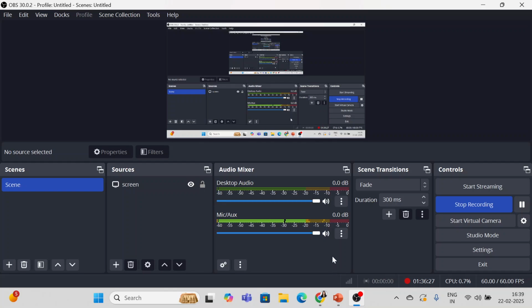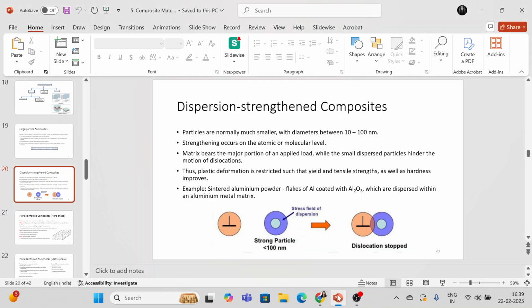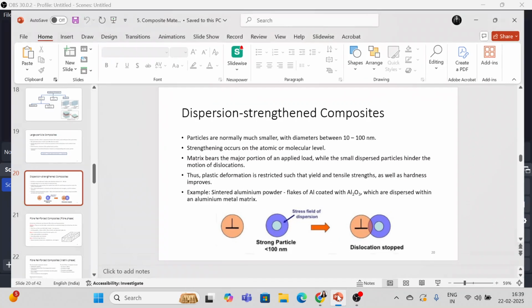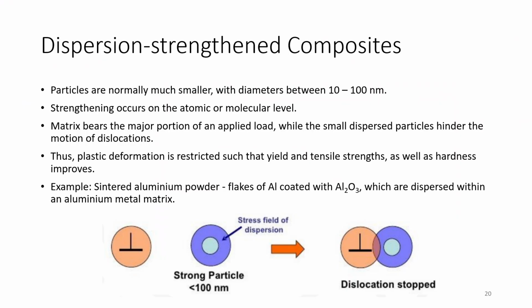So in case of dispersion strengthened materials, particles are normally much smaller with diameters between 10 to 100 nanometer. The strengthening occurs on the atomic or molecular level. The matrix bears the major portion of applied load, while the small dispersed particles hinder the motion of dislocations. Thus, plastic deformation is restricted such that yield and tensile strengths as well as hardness improve.